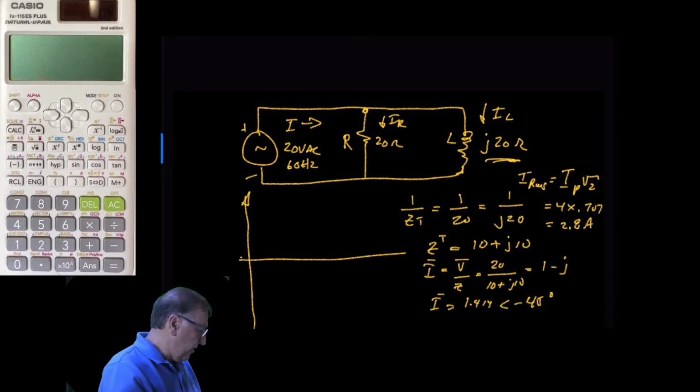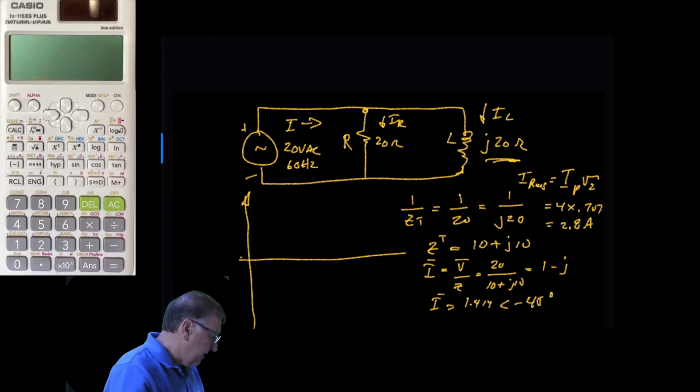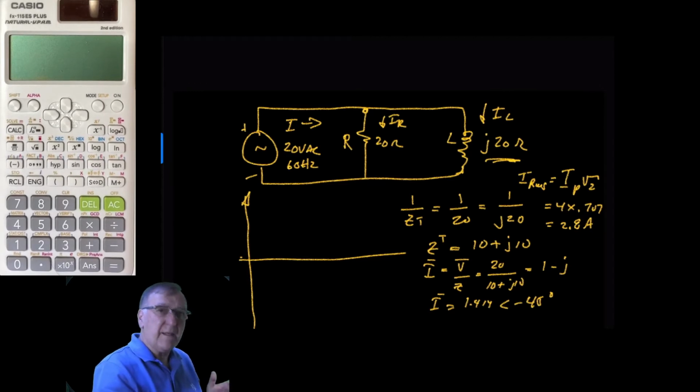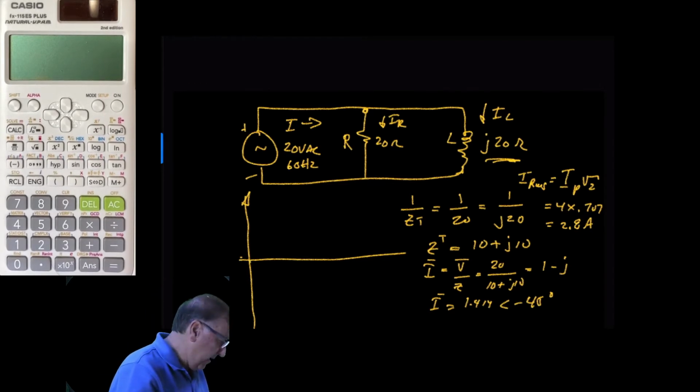So what I want to show you here is that if we look at the current in the resistor, it would look just like it did before without the inductor in it. Okay, it would be a sine wave going up to 2 amps. This is the current here.